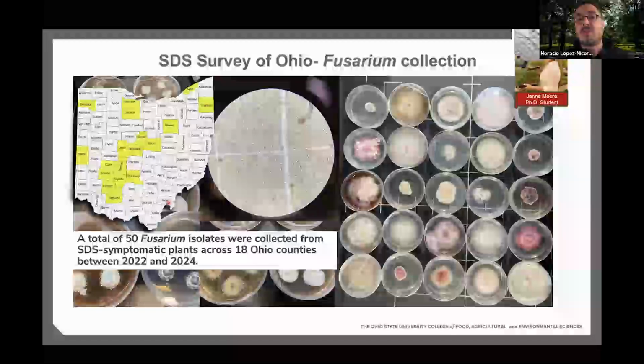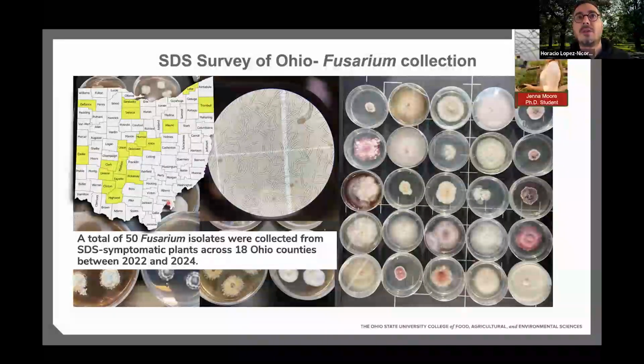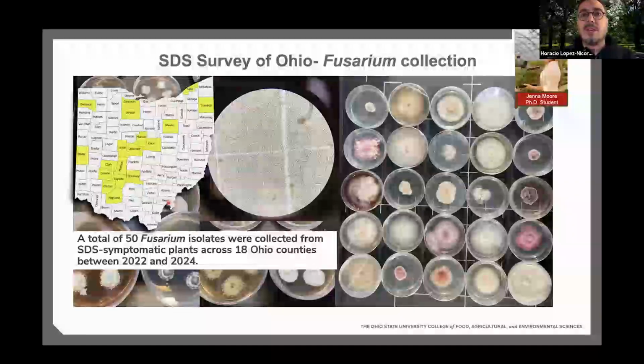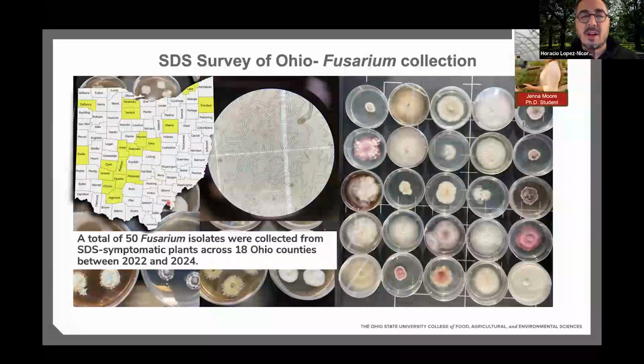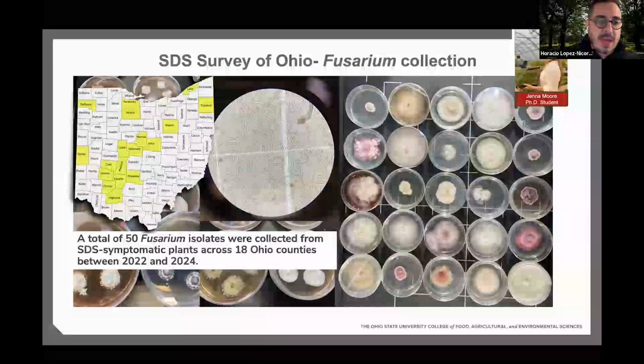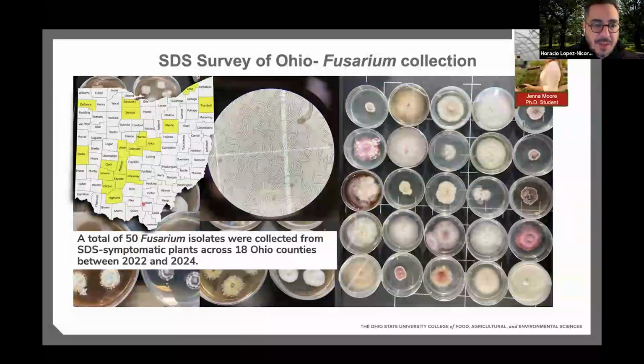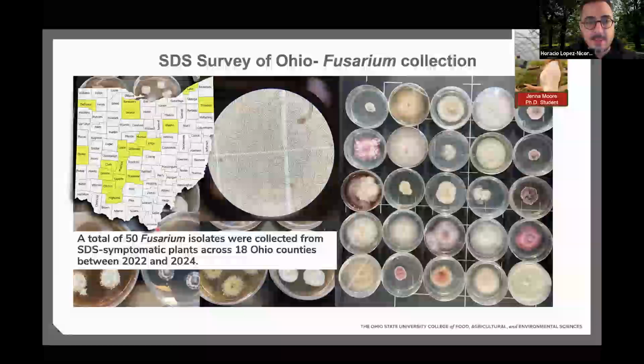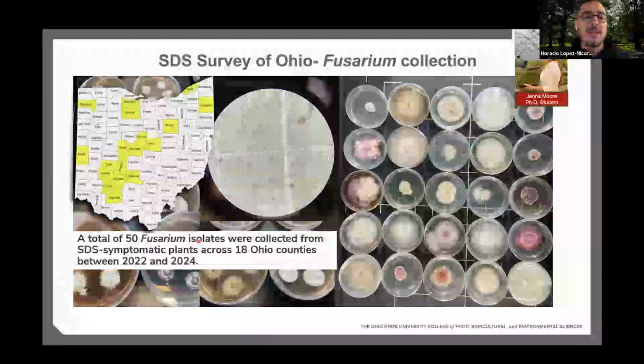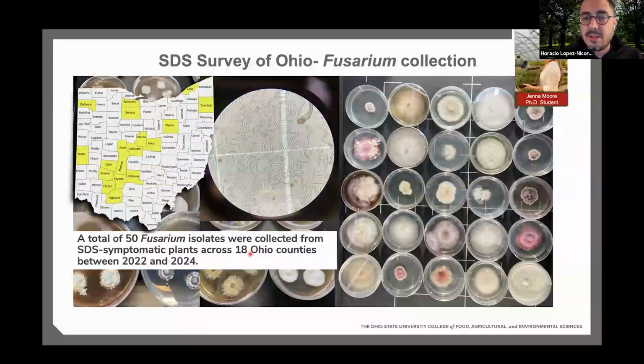But we had three questions when we visited that farm. We had three questions with Jenna Moore, a PhD student in my lab that graduated last year. What are the species that we have here? There's more than one species that can cause SDS. Are they developing resistance to fungicides, especially the ones that are very good for SDS? And then, how aggressive are they? Are they all behaving the same way when we expose them to soybean? Fortunately, we worked with 50 growers that submitted samples to the lab. So we had 50 independent isolates from across 18 counties in Ohio.